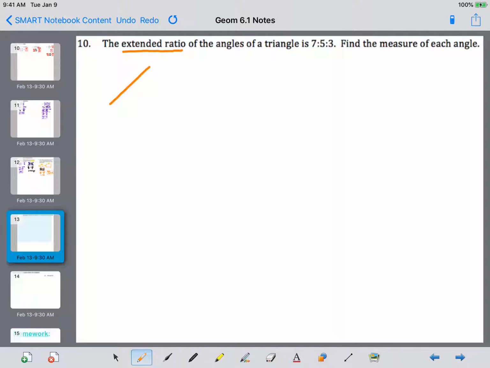All right, so if we just draw ourselves a sketch here, we don't know what the actual angles are. I know it can't be 7 and 5 and 3 because that only adds up to 15 degrees. And we know these have to add up to 180 degrees. However, they're multiples of those three numbers. So if I say this angle is 7x, this angle is 5x, and this angle is 3x, we know that those three angles have to add up to 180 degrees.